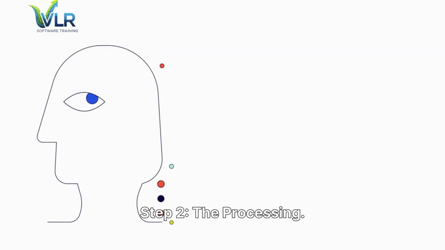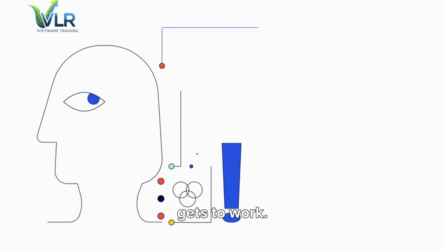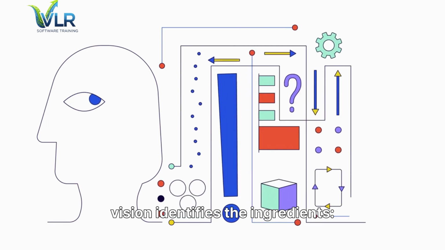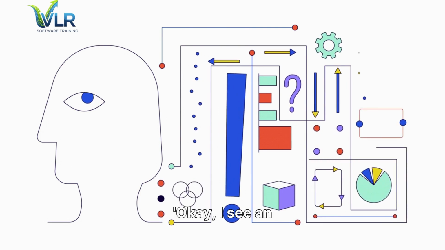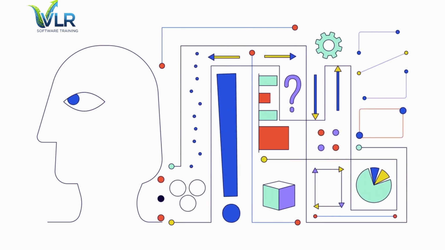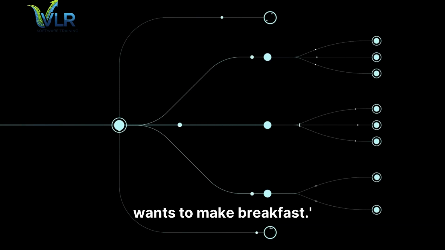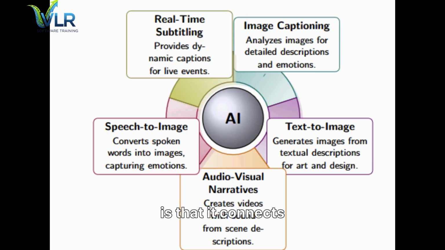Step 2, the processing. Now, the multimodal AI gets to work. First, it sees your image and its AI vision identifies the ingredients. Okay, I see an egg, a tomato, and bread. Second, it reads your text prompt. The user wants to make breakfast. The most important part is that it connects these two modes. It links the ingredients from the picture with the goal from your text.